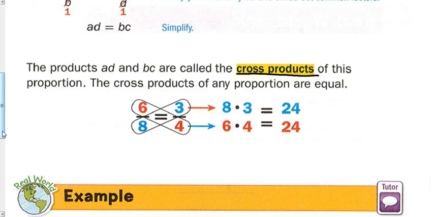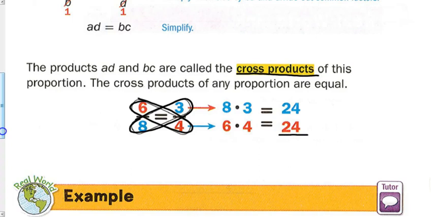If you look at this little diagram here, these are your cross products. 6 and 4 multiplied together. That is one cross product. And as you can see, if you take 6 times 4, it gives you 24. Then 8 and 3, the two that are diagonal from one another again, can be multiplied together. And check this out. You get 24 as well.